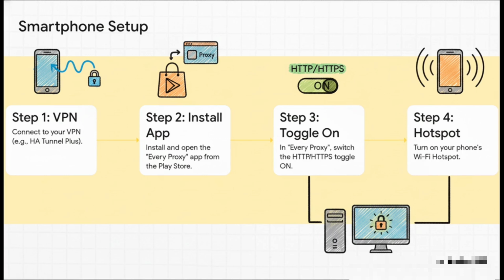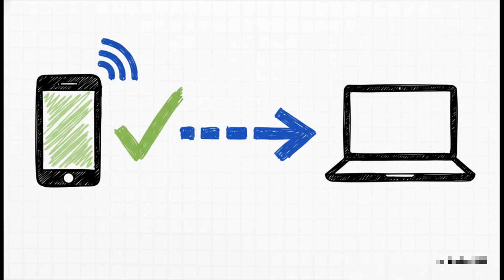Once it's open, just flick that big HTTP/HTTPS toggle to on. And for the final step on the phone, turn on your Wi-Fi hotspot. That creates the little private network for your computer to jump onto. Awesome! Your phone is now set up and broadcasting its connection. So let's switch gears and head over to the computer so we can tell it where to look.